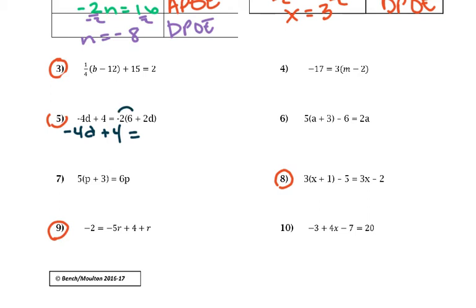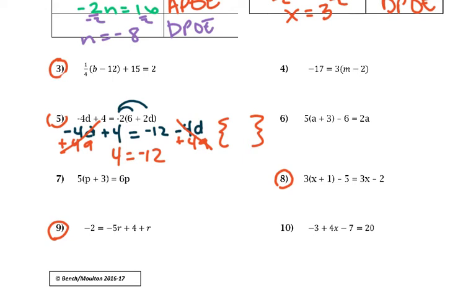And I'm going to distribute over here. So -12 minus 4d. And then I need to get all the d's together on one side. So if I add 4d, it will go away from this side. And then, oh, hey, it's going away from that side. So I'm left with 4 equals -12. What did we learn about that in the last lesson? So this one is a no solution. So you're just going to write it like that.